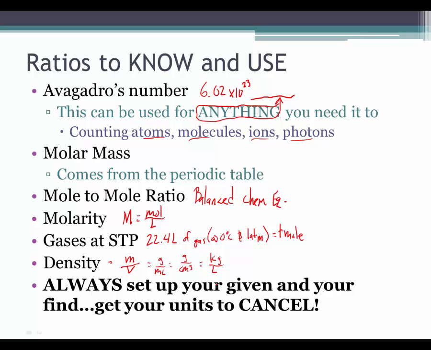which can be given as grams per milliliter, grams per centimeters cubed, or kilograms per liter. Always set up your given and your find. What are you looking for, right? Your find is what you're finding. What are you looking for? Your question mark. So always set up what you're given, what you're gonna find, and make sure that your units cancel. If you cancel your units, odds are you did the problem correctly.